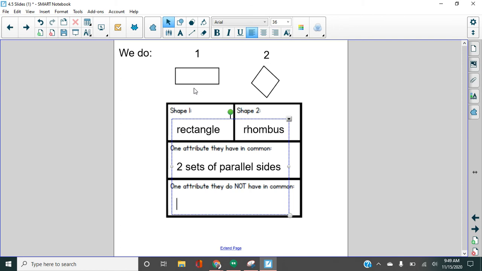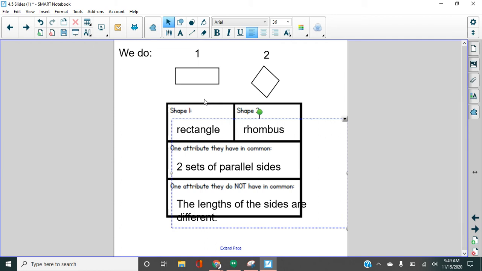And let's see something they don't have in common. Well, let's look at the lengths of the sides. What do you notice about the lengths of the sides? The lengths of the sides are different. Different. If I can spell. There we go. Period.